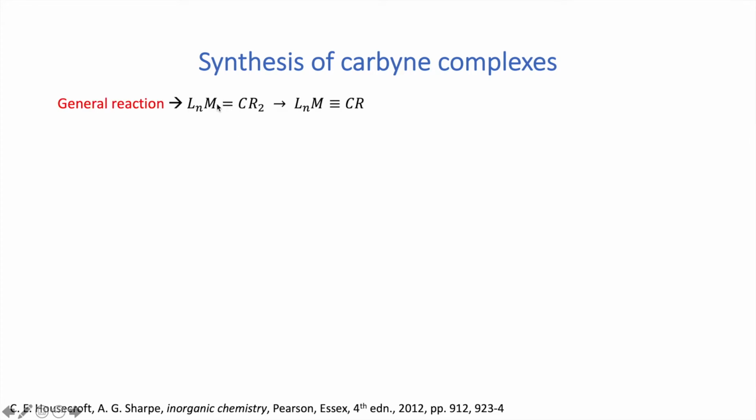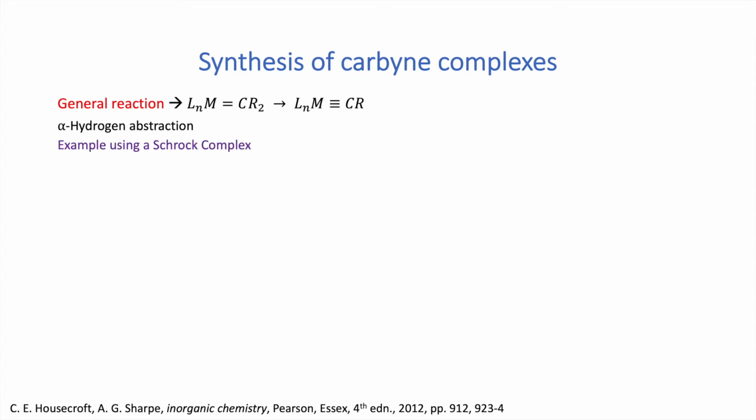The general reaction is that this double bond here between the metal and the carbon goes to a metal carbon triple bond, and as you can kind of tell, one of the R groups is lost in the process. A common method for this is alpha hydrogen abstraction. So early d-block metal complexes containing one or two alpha hydrogen atoms can undergo alpha hydrogen abstraction.